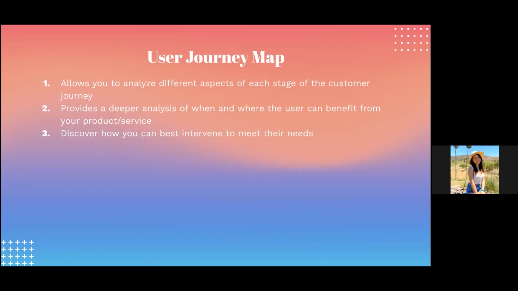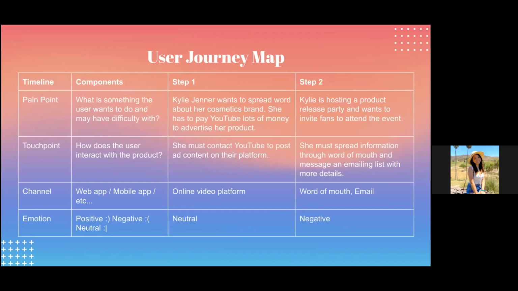And building off of that, we have a user journey map, and it combines the user journey into a nice map that relays the different steps of the process. It provides a deeper analysis of when and where the user can benefit from your product or service. And it allows you to best discover how you can intervene, because maybe some parts of the product they feel neutrally about, and some are really negative and they really need it fixed.